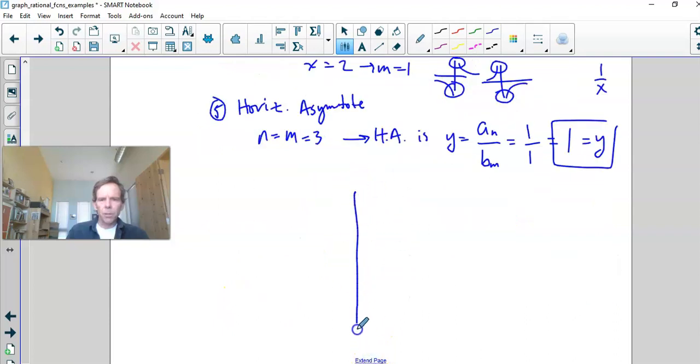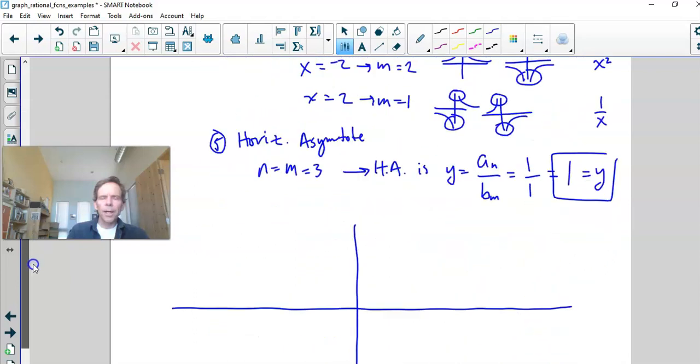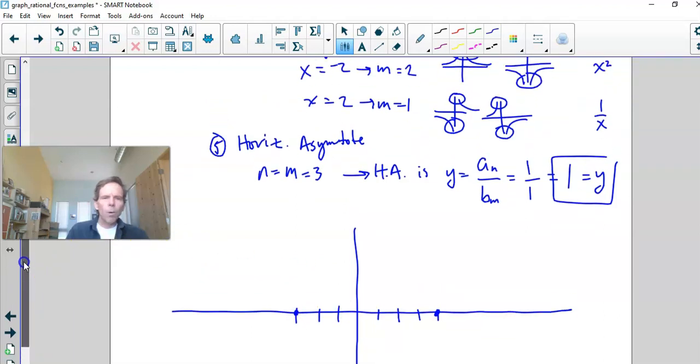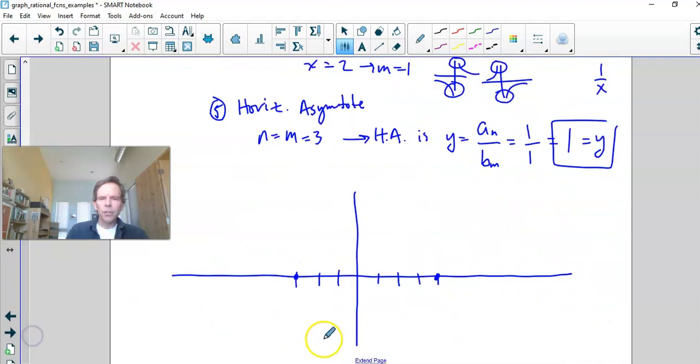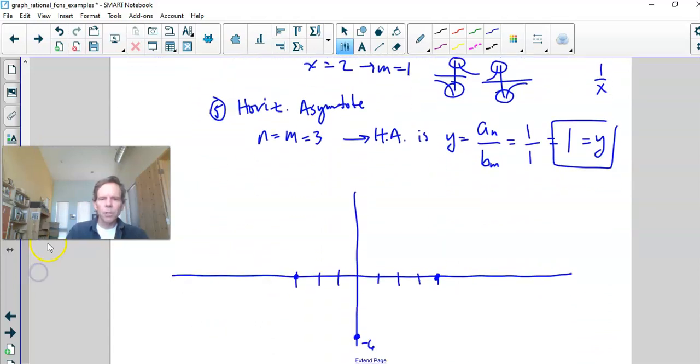Let's get some axes going. And let's see, start with x-intercepts at 4 and negative 3. 1, 2, 3, 4. We'll put a dot there. Negative 3. 1, 2, 3. The y-intercept was negative 6. I'm just going to put a dot down low here. Negative 6. And what's next? Vertical asymptotes at negative 2 and 2.